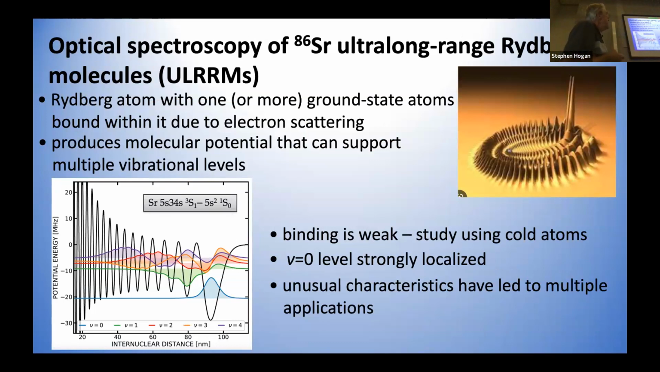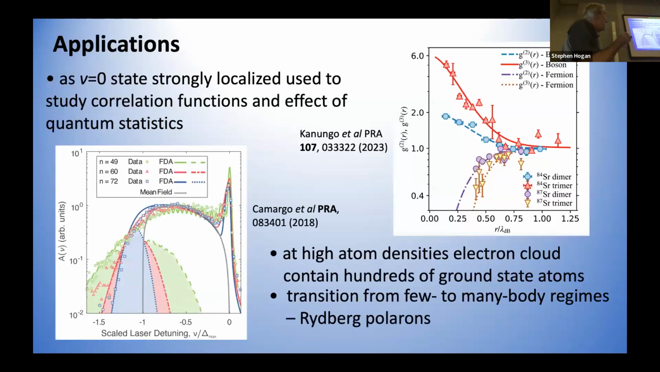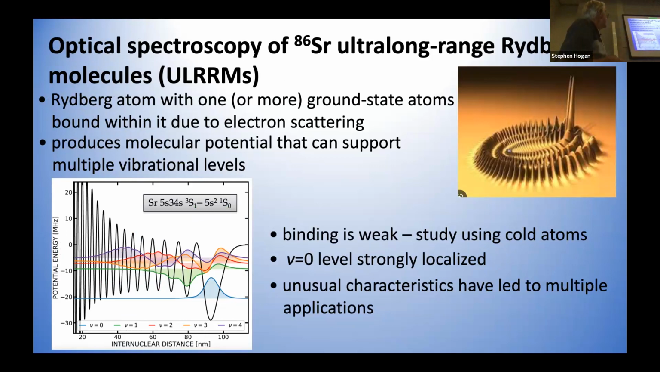And what this shows is the electron probability density distribution in a high-l Rydberg molecule. And it's called the trilobite state. It's called the trilobite state for obvious reasons. Now, you create a Rydberg molecule, which really consists of a Rydberg atom with one or more ground state atoms embedded in the electron cloud. That embedding is very weakly bound, and they become weakly bound because of electron scattering.